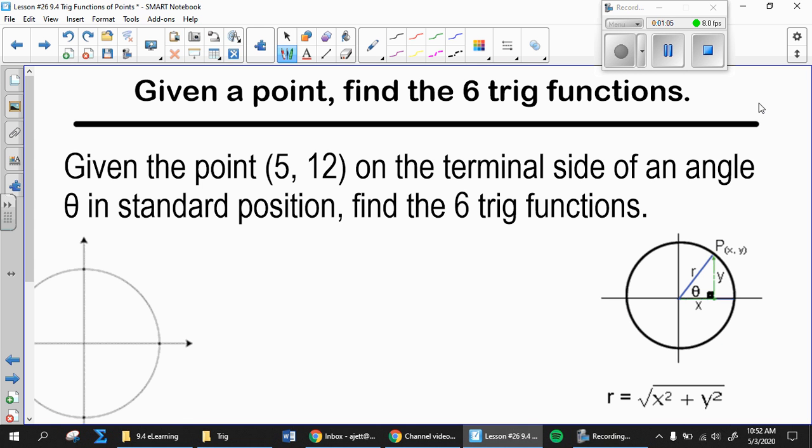And so what we're going to be able to do is create this right triangle using that point. And then once we have that, we're going to be able to find what is sine of theta? What is cosine of theta? What is secant, tangent, cotangent? So we're going to be able to figure out what those 6 trig functions are.